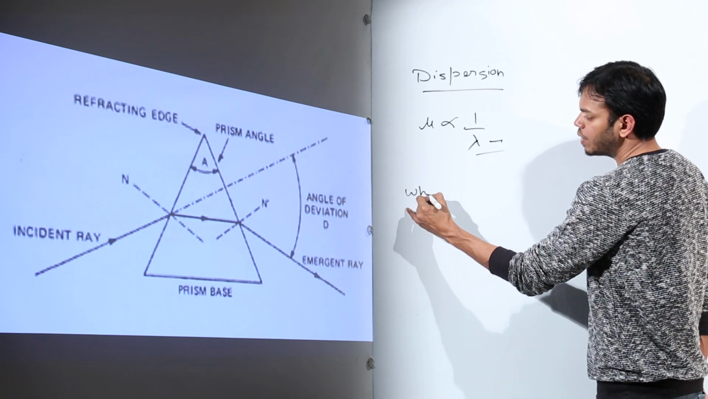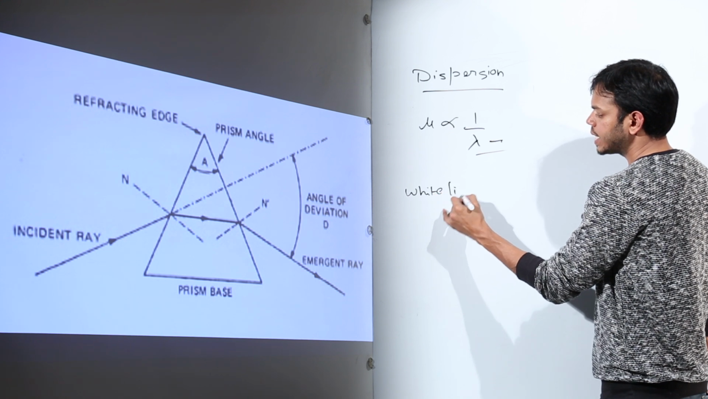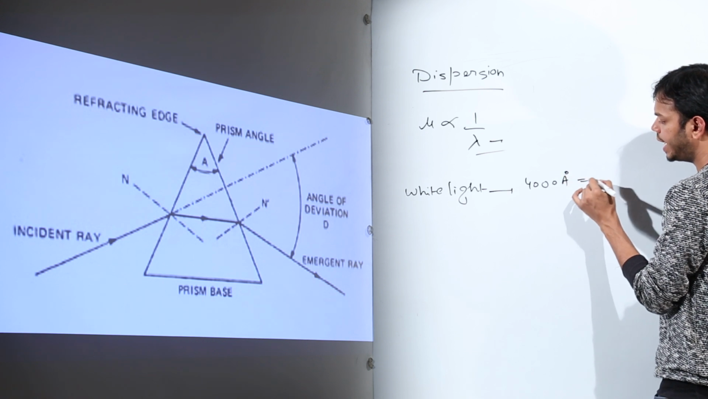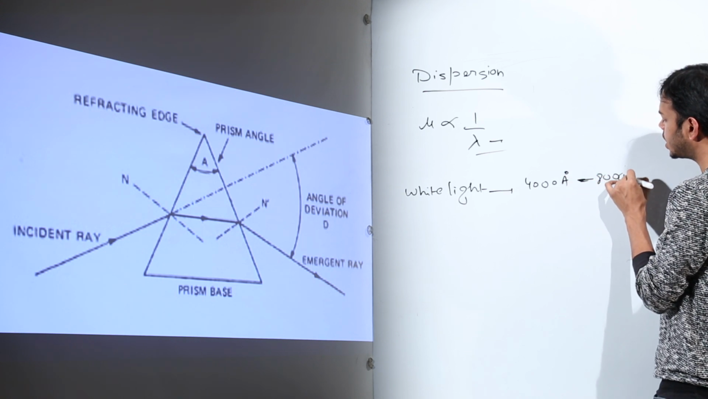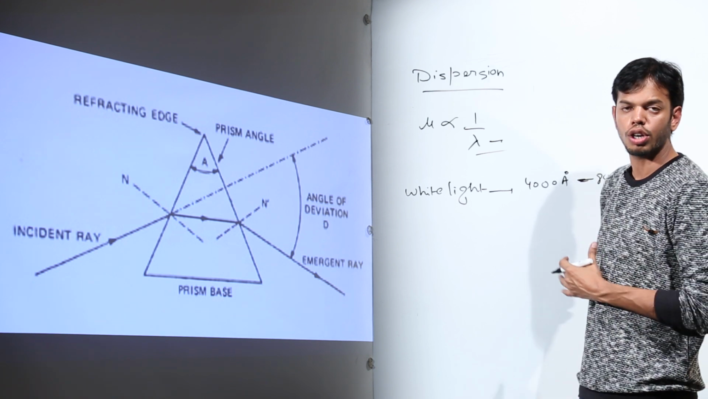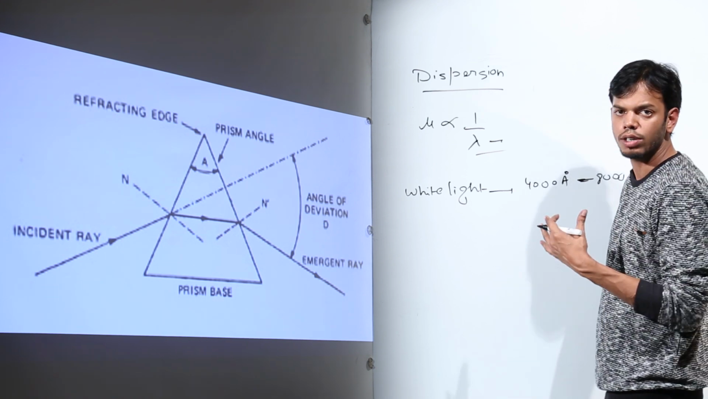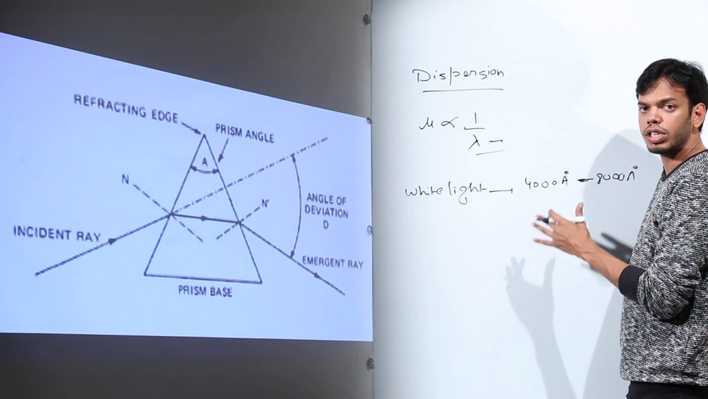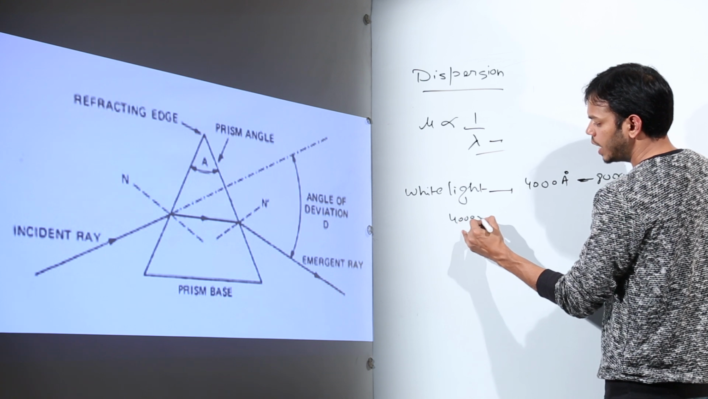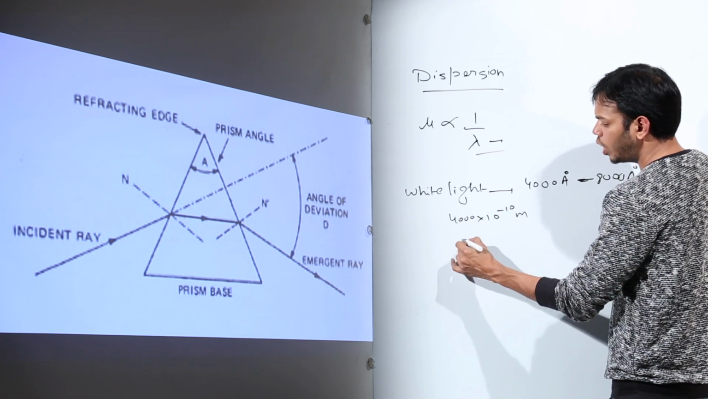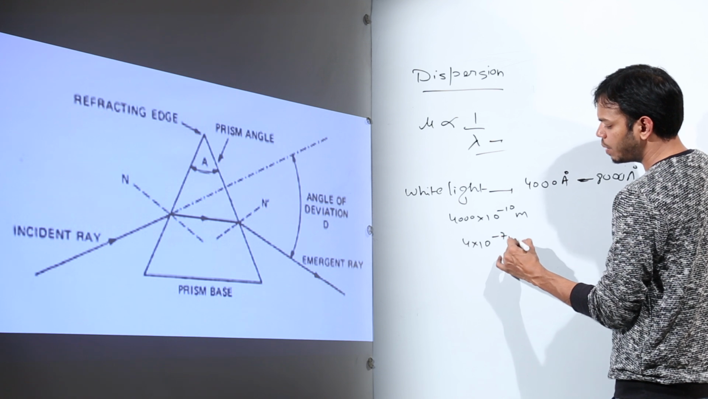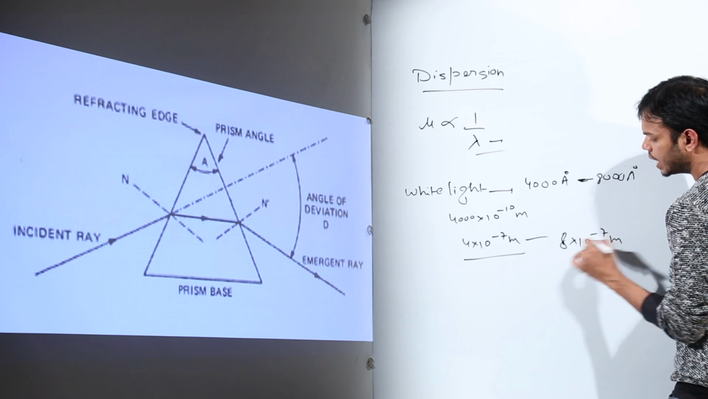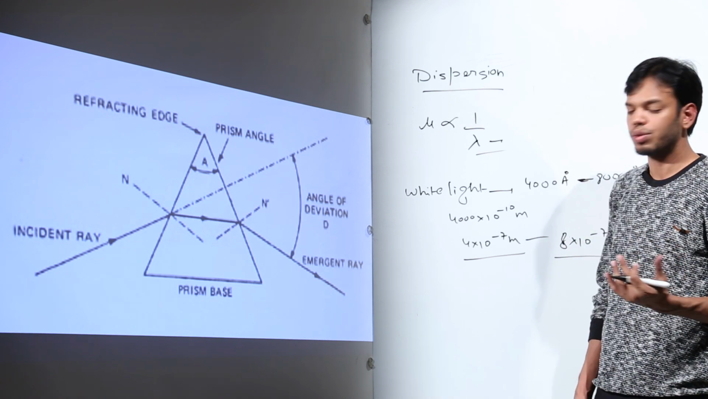We know that white light, which helps us to see, has wavelengths from 4000 Angstrom to 8000 Angstrom. This is a general rough idea. 4000 Angstrom is not the exact value, it is somewhere around 3892 or so. Anyhow, as a rough idea, 4000 Angstrom is 4000 into 10 raised to power minus 10 meters, or 4 into 10 raised to power minus 7 meters, to 8 into 10 raised to power minus 7 meters. This is the wavelength of white light which helps us to see.